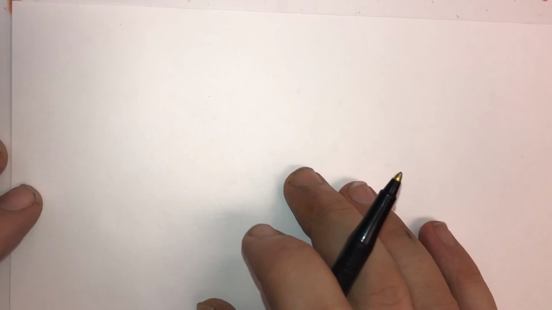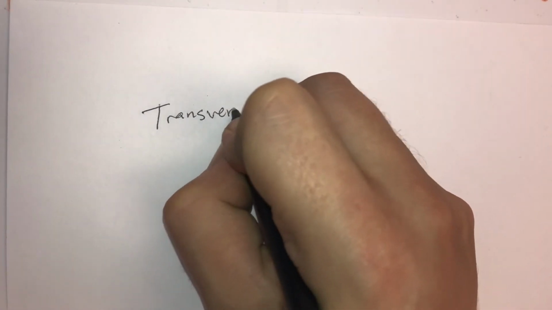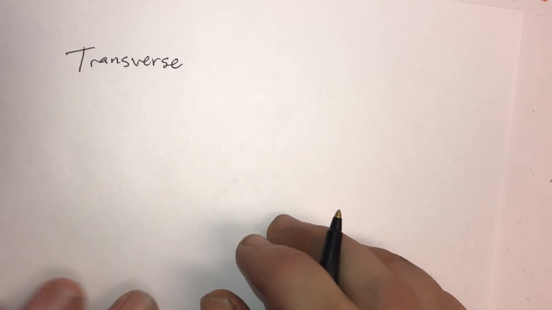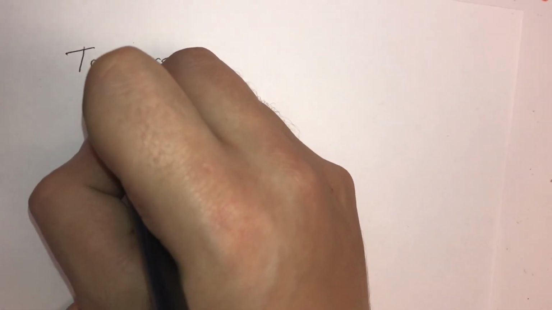Okay, now let's talk about some newer stuff. First thing I want to do is describe something called a transversal. In order to talk about a transversal, let's talk about the word transverse. It could be a noun or a verb.